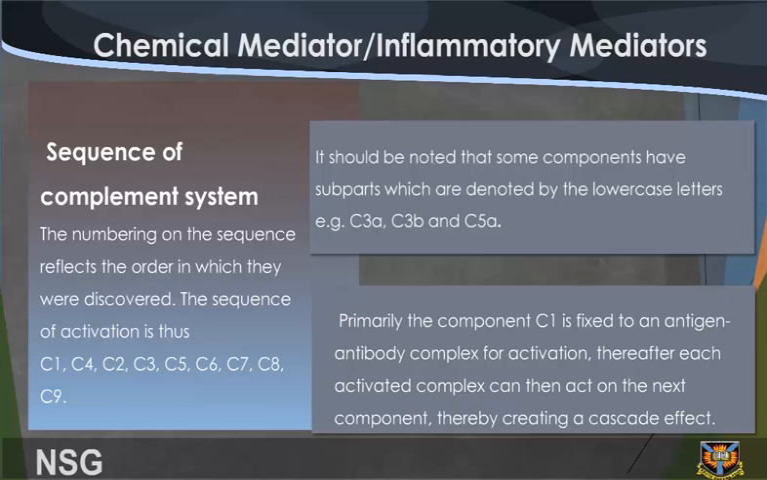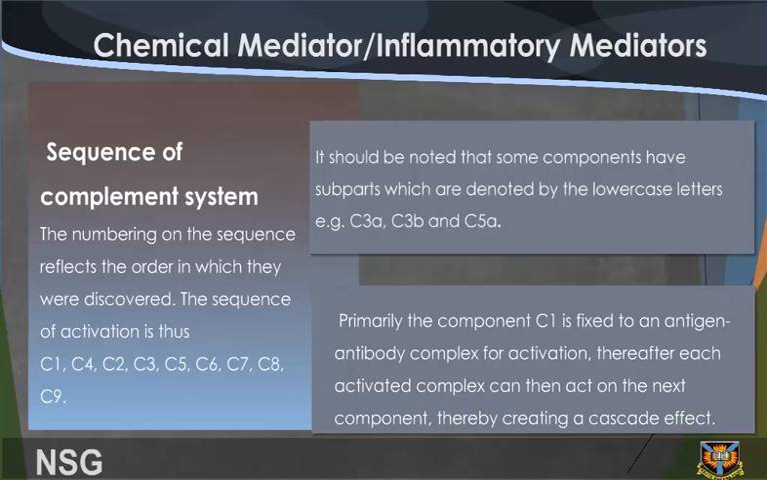Sequence of complement system. The numbering on the sequence reflects the order in which they were discovered. The sequence of activation is thus: C1, C4, C2, C3, C5, C6, C7, C8, C9. It should be noted that some components have subparts which are denoted by lowercase letters, e.g., C3a, C3b, and C5a.